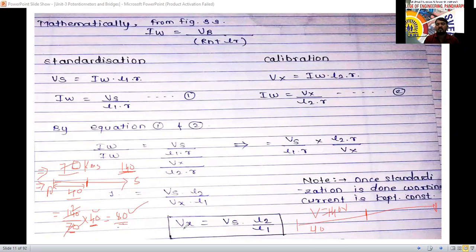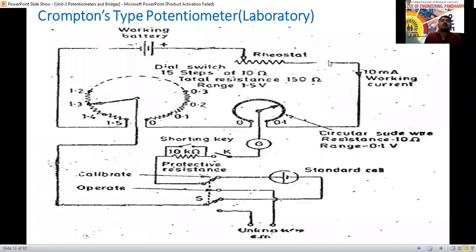So for that reason, this is the formula for the sliding wire potentiometer. The voltage drop we have to measure here. Is it clear? Yes, sir. So next topic we will go to, the Crompton's type potentiometer. One minute.